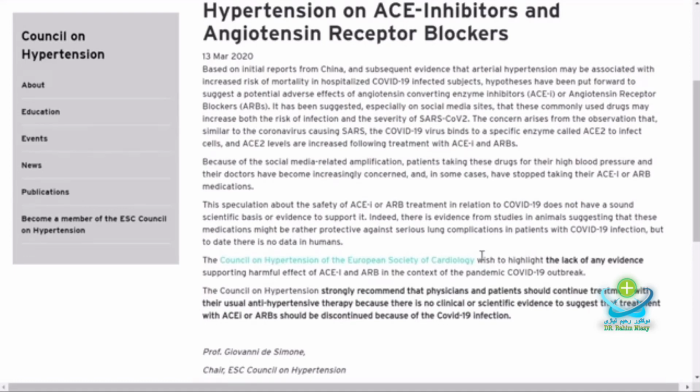Indeed, there is evidence from studies in animals suggesting that these medications might be rather protective against serious lung complications in patients with COVID-19 infection. But to date, there is no data in humans. The Council on Hypertension for the European Society of Cardiology wished to highlight the lack of any evidence supporting harmful effects of ACE inhibitors and ARBs in the context of the pandemic COVID-19 outbreak. They strongly recommend that physicians and patients should continue treatment with their usual antihypertensive therapy because there is no clinical or scientific evidence to suggest that treatment with ACE inhibitors or ARBs should be discontinued because of the COVID-19 infection.